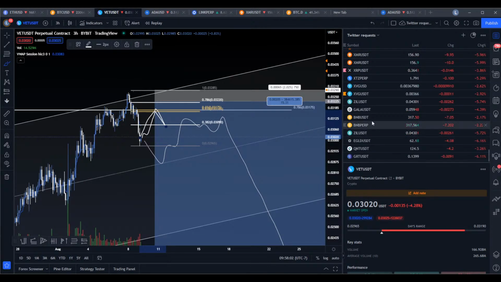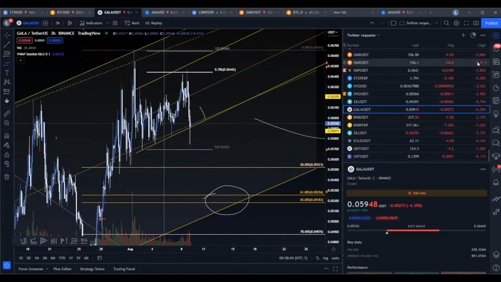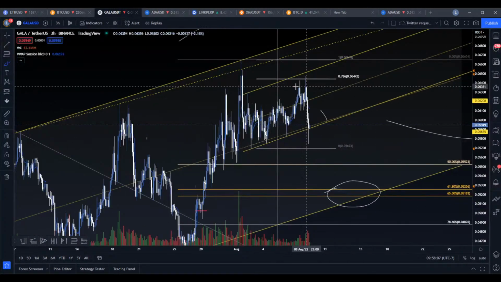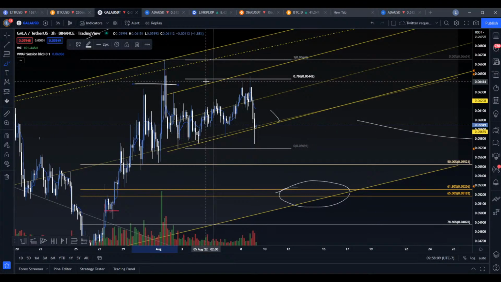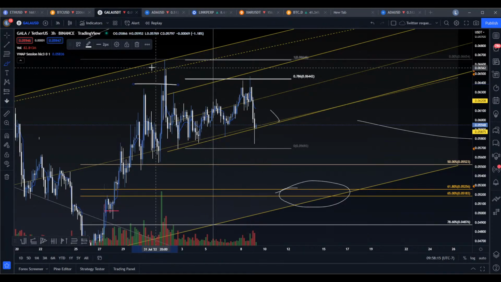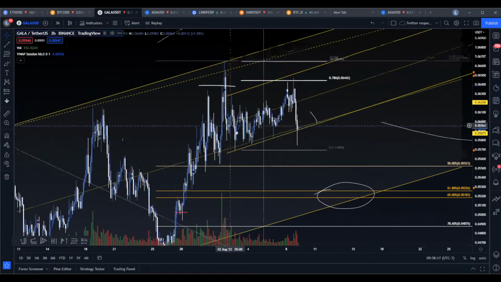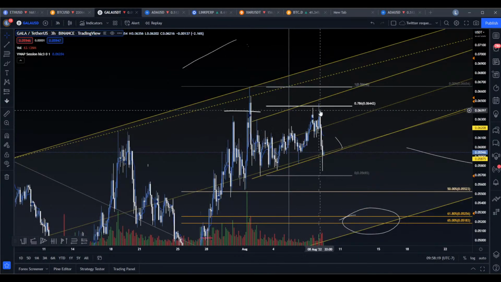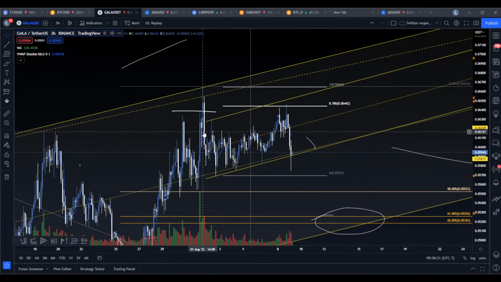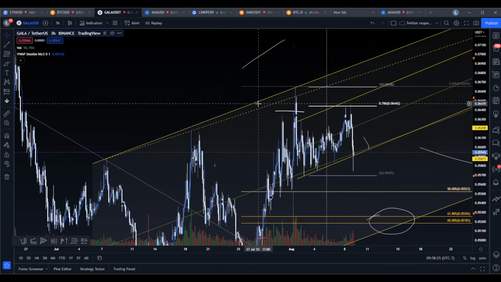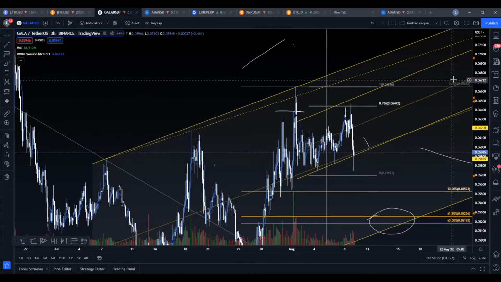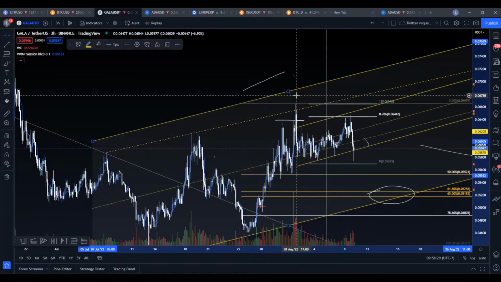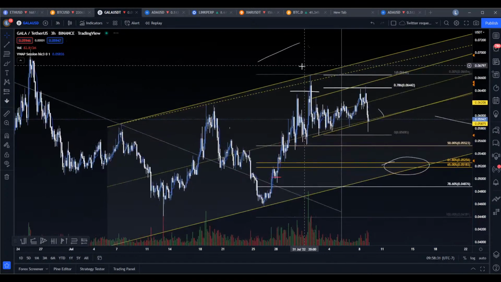Let me find, got a nice chart here. So one thing I always point out is that alts really like the 786 retracement. A lot of your major retracements on alts tap it. So anyways, there's this nice idea on Gala. I had this initial short from back almost 3 weeks ago.